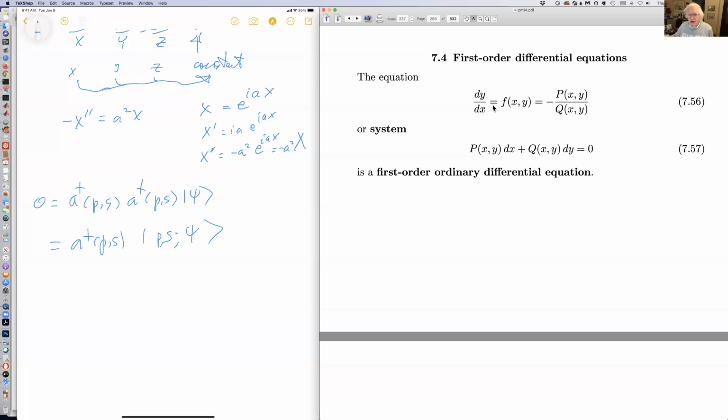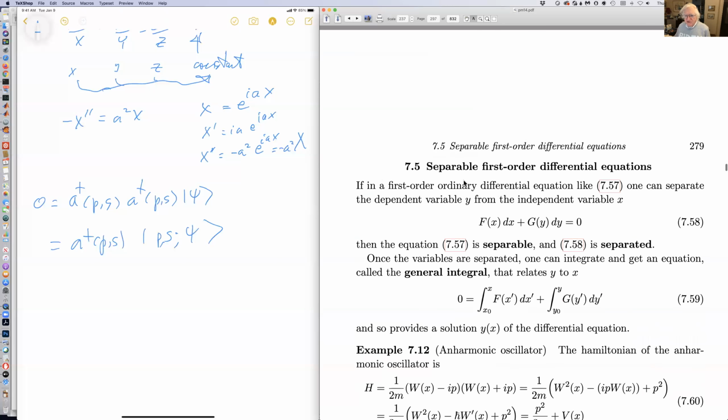So for example, you have this equation, dy dx is some function of x and y, and we can write that as a ratio minus p over q. And so people write it this way. This is called a first order ordinary differential equation. It's ordinary because it's not partial differential, partial derivative. There's only one independent variable, one dependent variable, y. First order because it's first derivatives.